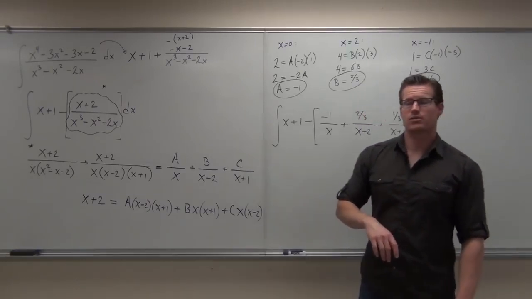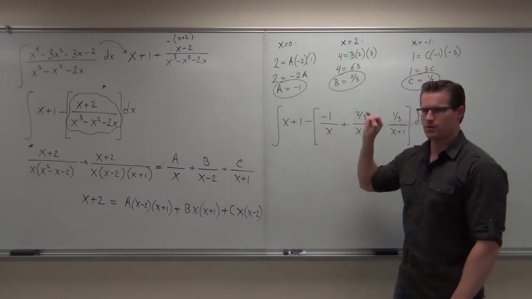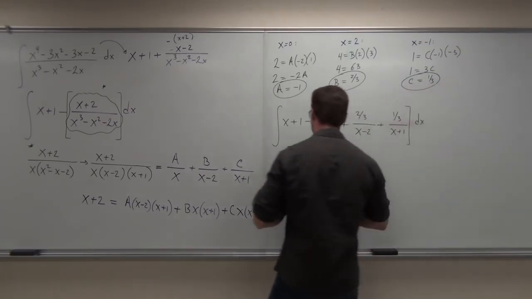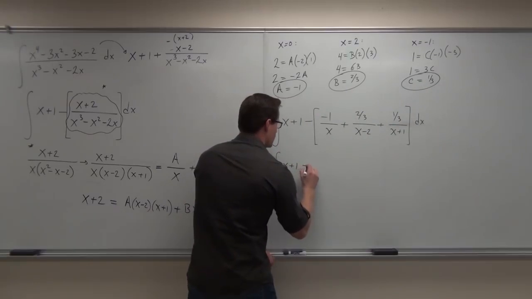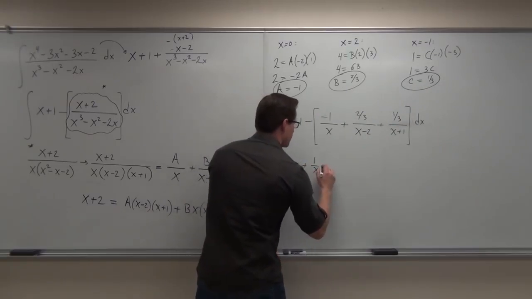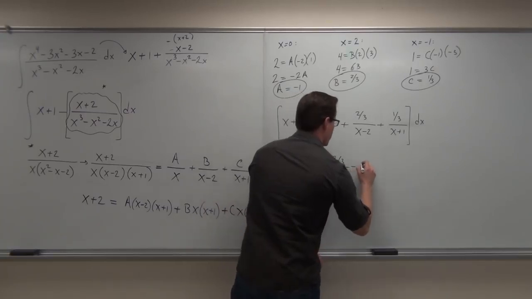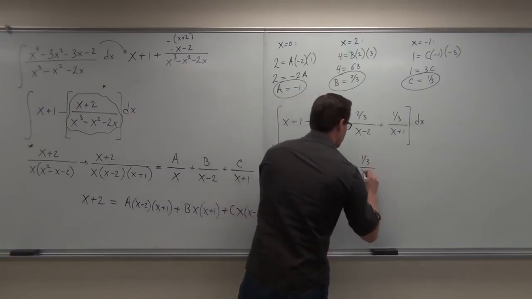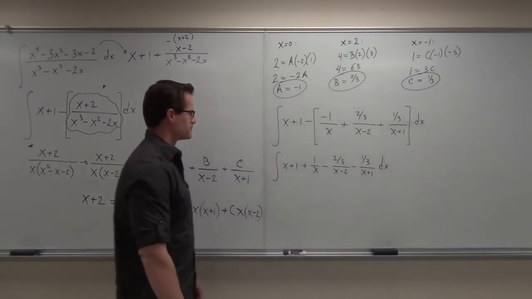Integrate. No, we're not going to integrate now. We're going to make sure our signs are correct. So what are we going to do now? Distribute the negative. Distribute that. So x plus 1 plus 1 over x minus 2/3 over x minus 2 minus 1/3 over x plus 1 dx on the whole thing.